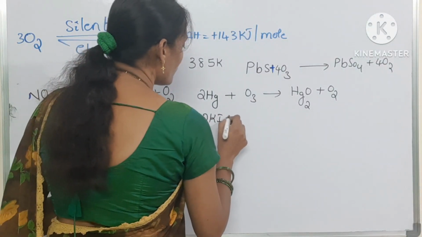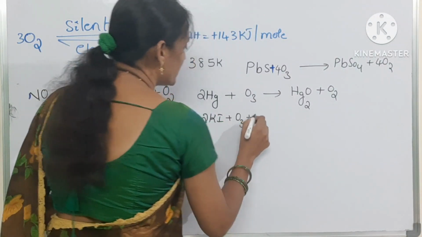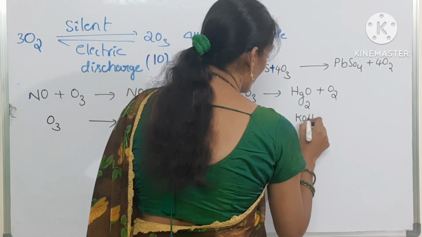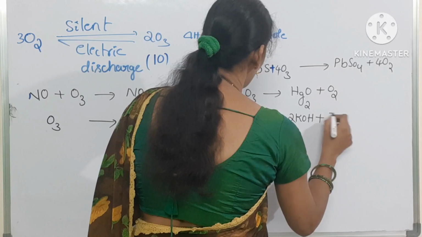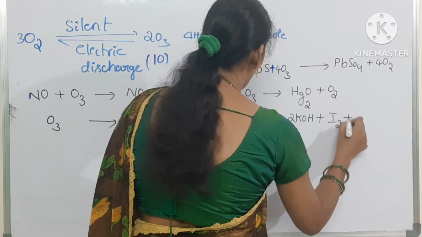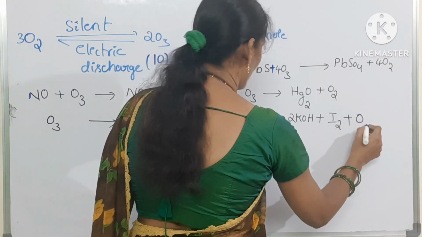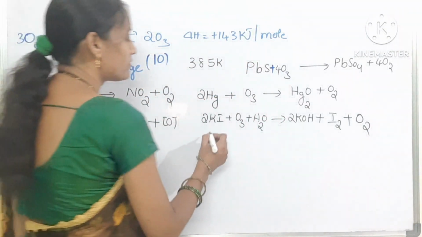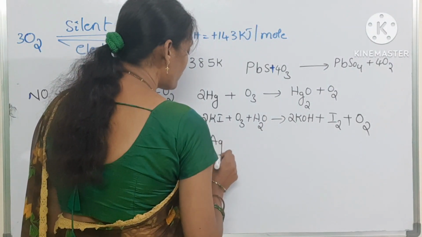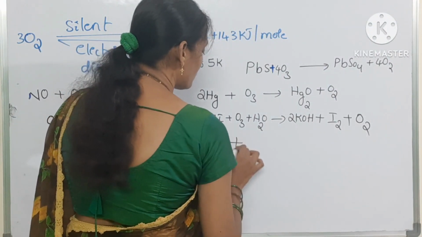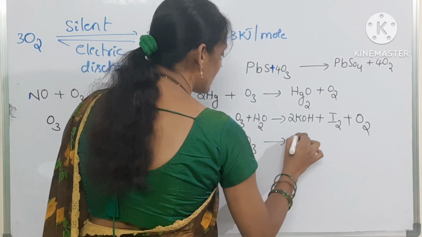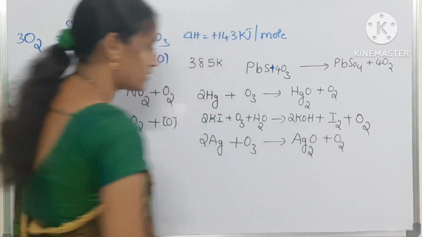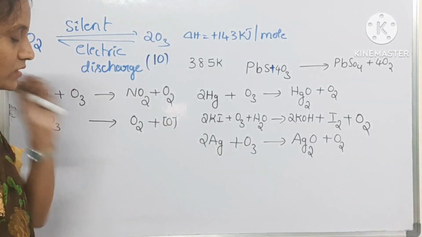iodide to iodine. See, potassium iodide converts into potassium hydroxide, and iodide ions convert into iodine, and also oxygen. Okay, another one is it will oxidize silver metal to silver oxide. See, this is the silver oxide, and this is the silver metal.